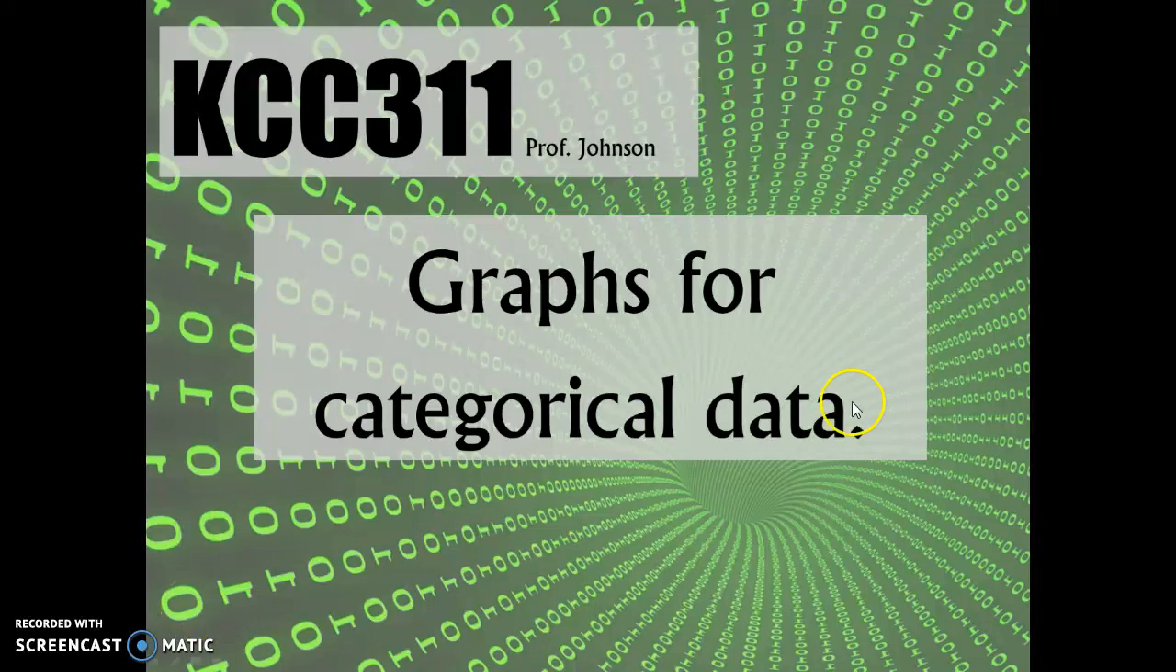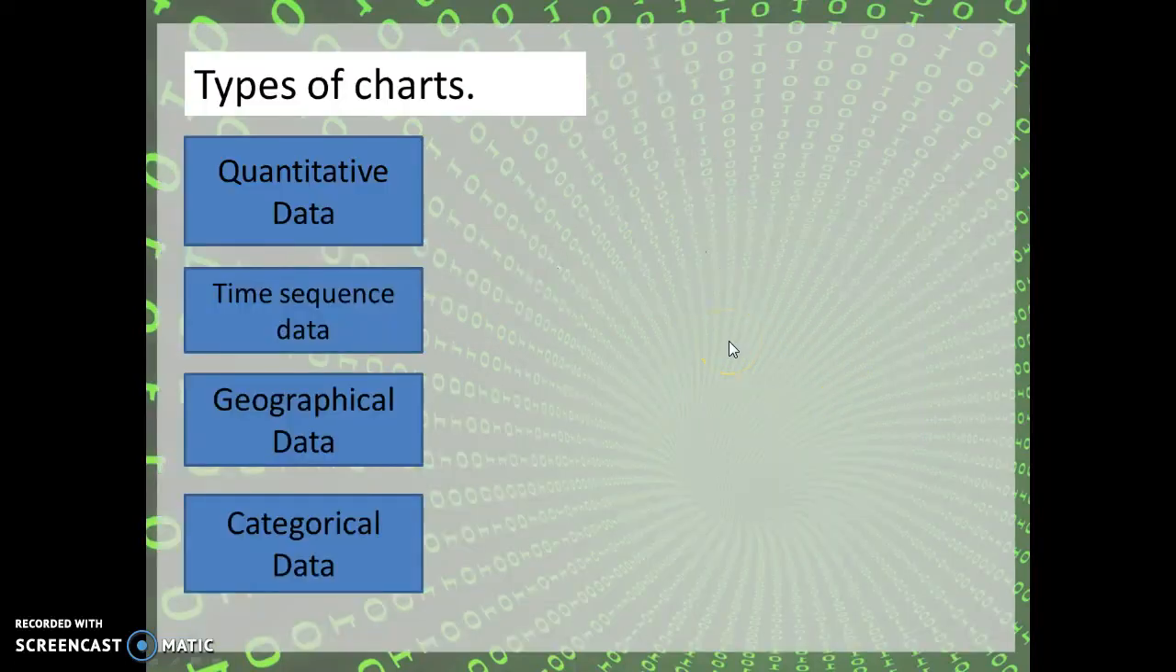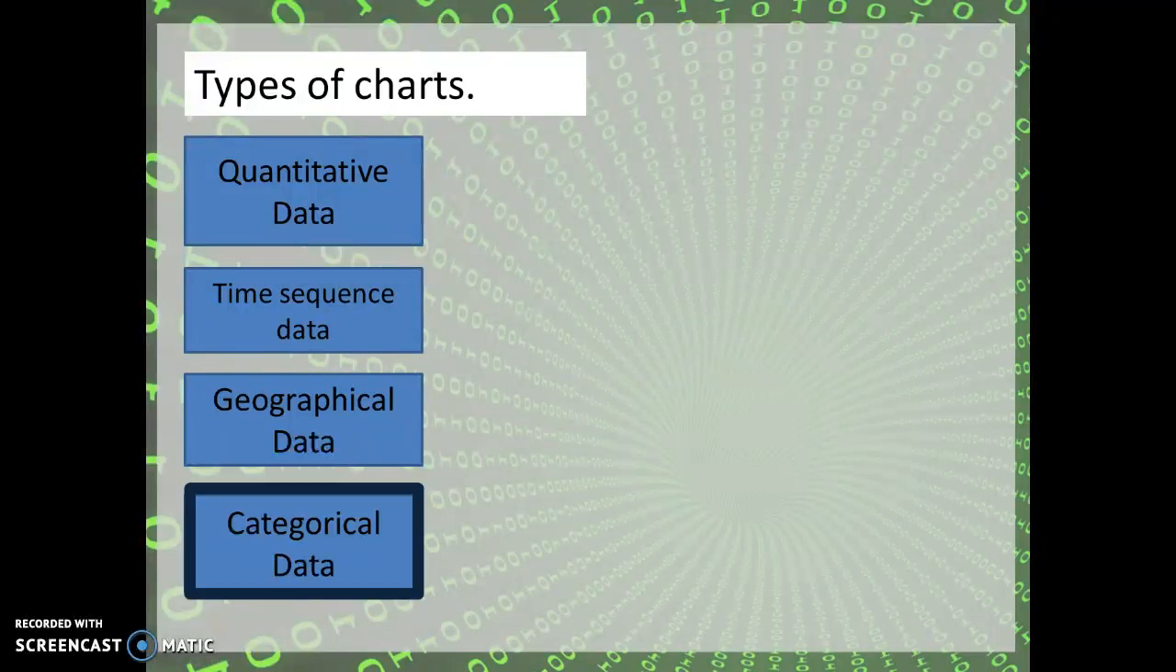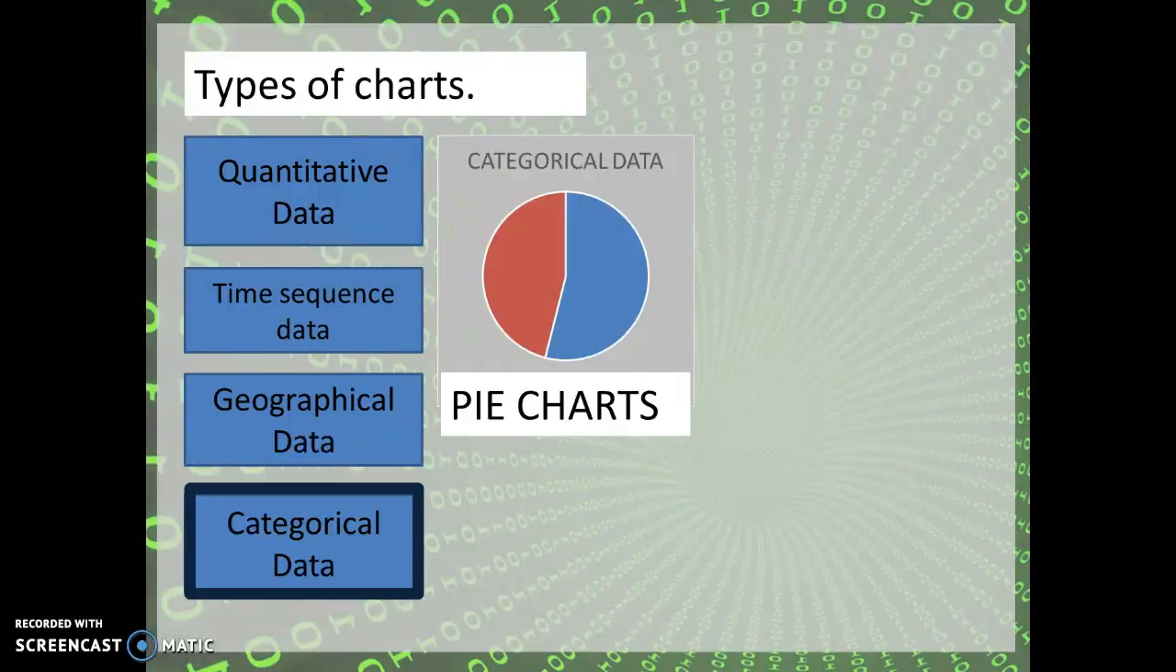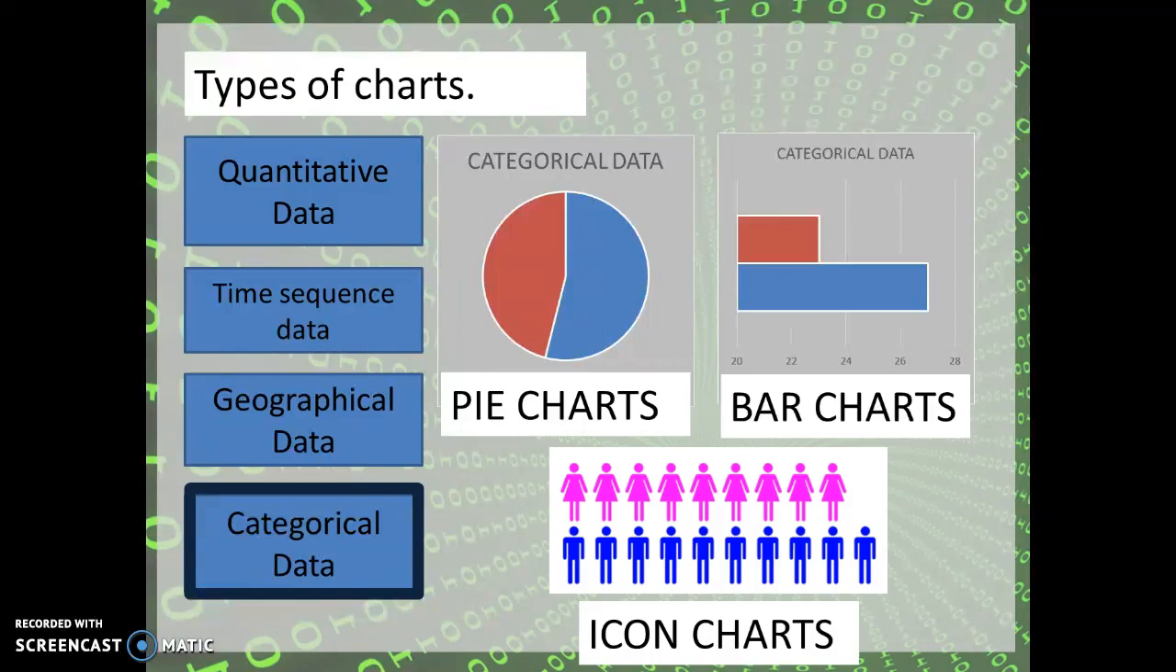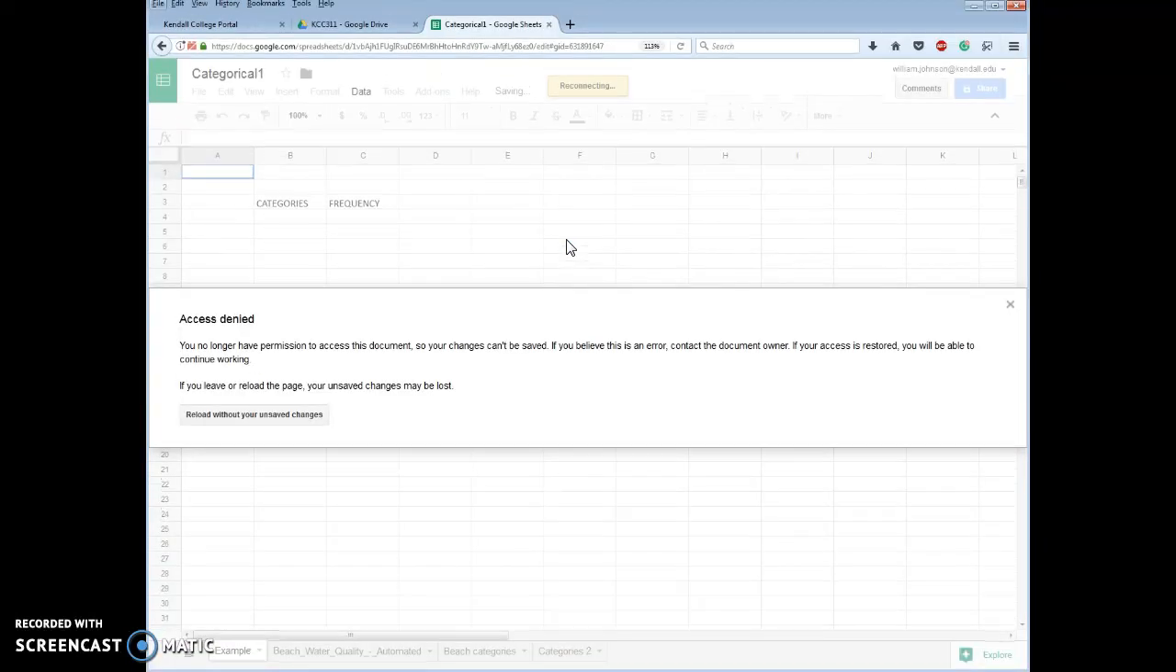KCC311, week number 2, we need to make a graph of categorical data for our assignment. Now, for last week's video, the categorical data we can represent with a pie chart, a bar chart, or an icon chart. This video, we're not going to get into icon charts, but pie charts and bar charts we can do. Let's go to the spreadsheet and check it out.